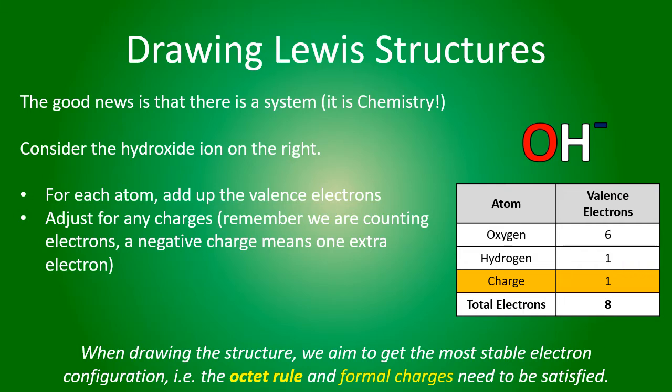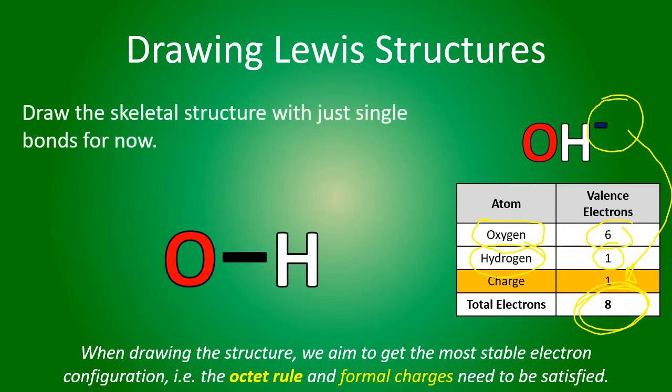If we look here at our example, we've got oxygen, which is in group 6, and there's only 1 of them, and we've got hydrogen, which is in group 1. So the valence electrons 6 and 1 is 7, but we've got this negative charge, which is 1 extra electron, so that adds 1, and we get a total number of electrons of 8. You start off drawing the structure, so it's just a simple structure with a single bond between each atom. There's only 2 atoms, so we just draw 1 bond.